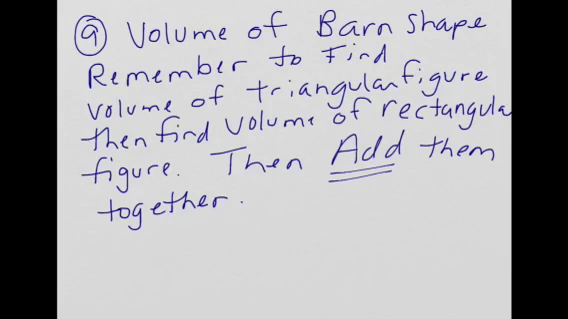Just a reminder that when you're finding the volume of the barn-shaped figures, which means it's a figure that's made up of 2 different shapes, you're going to find the volume of the triangular figure, triangular prism, first. Then you're going to find the volume of the rectangular prism, second. And then you're going to add them together.